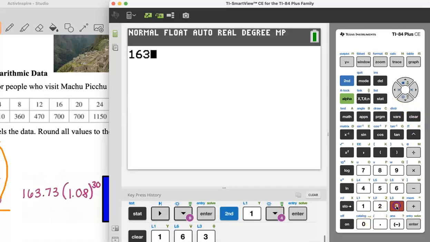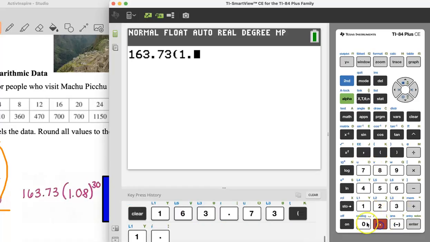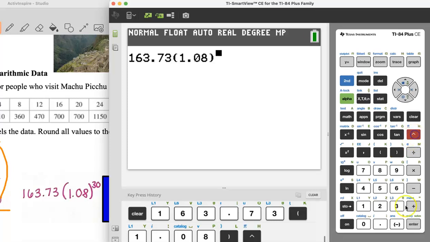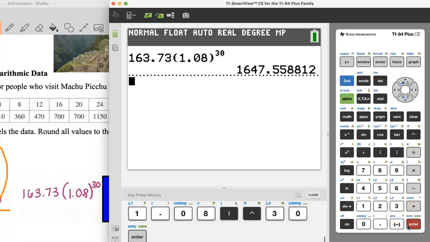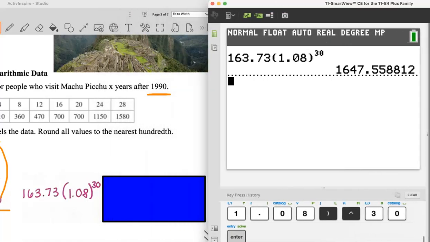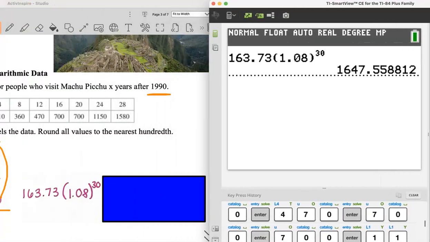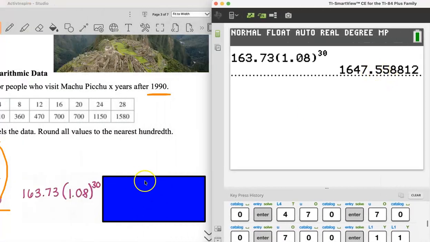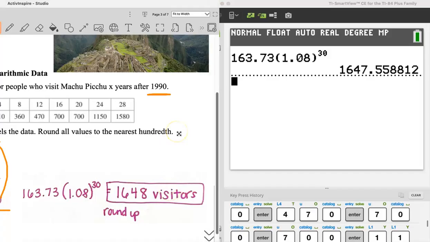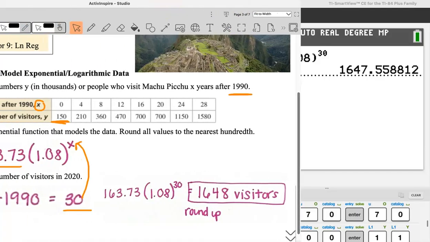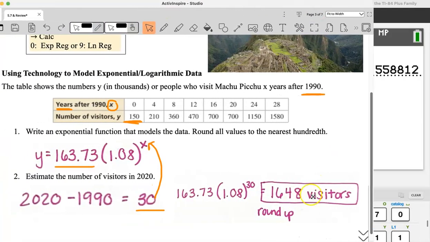So you would type 163.73 parentheses 1.08 to the 30. So that is roughly the amount of people in thousands that visited Machu Picchu. Now, we do need to round that number because you cannot have 0.5 of a person. So if we round that up, it will be 1,648 visitors. Now this is thousands of visitors.